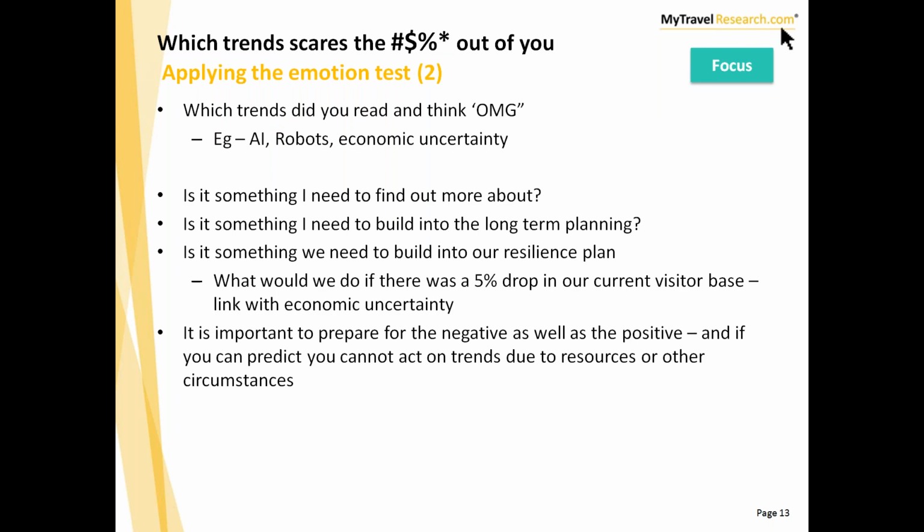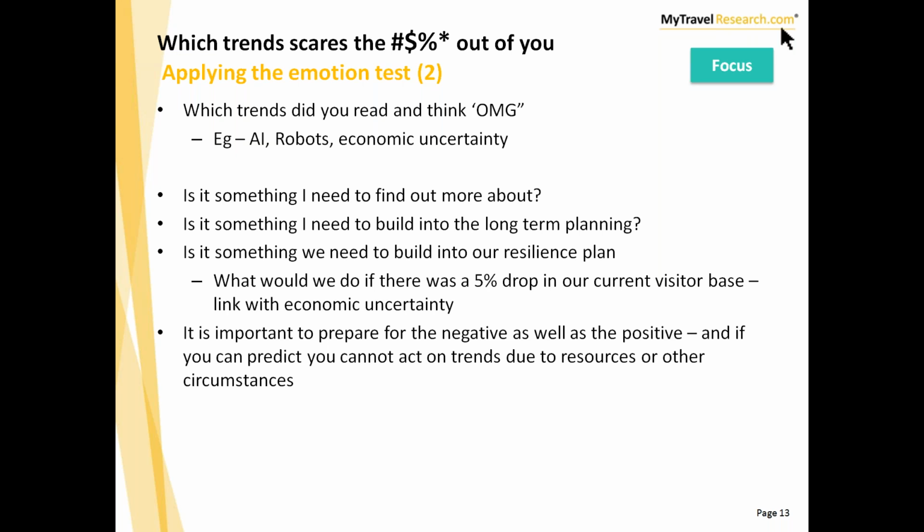The second part of the emotion test looks at the trends that scare you. There are some trends where you'll go, God, I want to be part of that. But there are trends where you're sitting there going, OMG, what am I going to do? Economic uncertainty, artificial intelligence, robots taking over my job. How do I deal with that? So that's where you ask, is this something I need to find out more about?